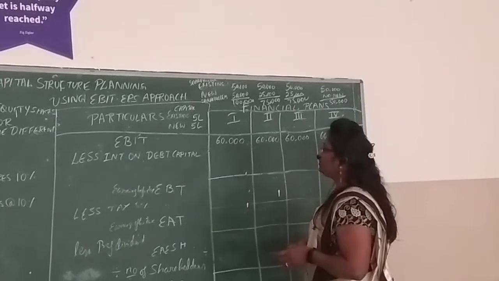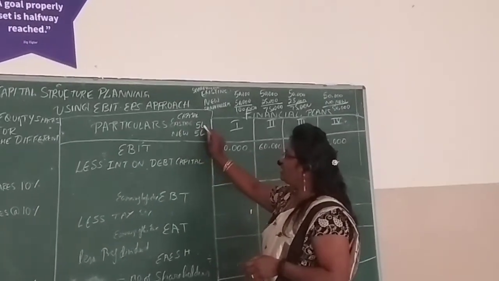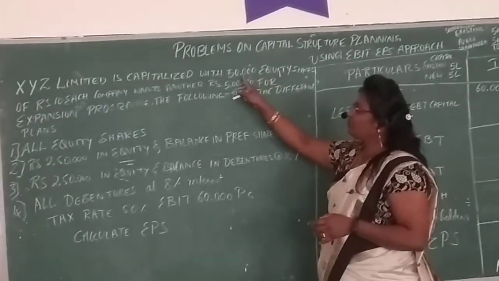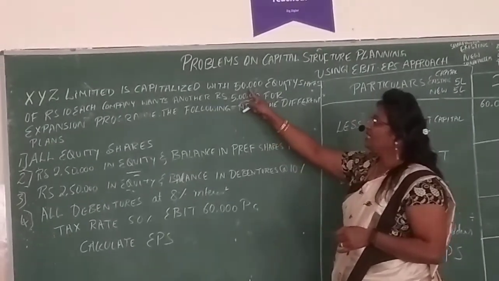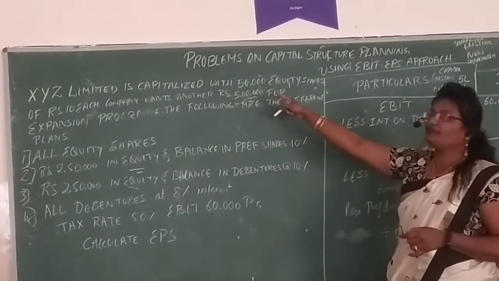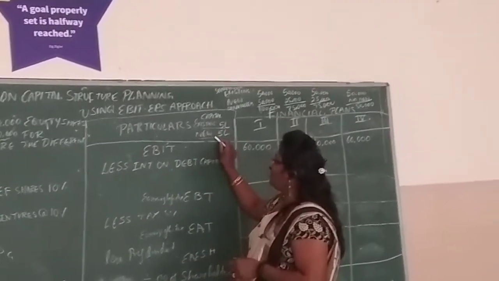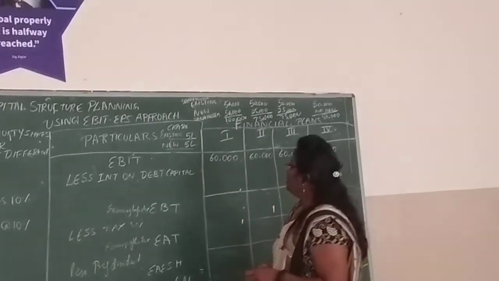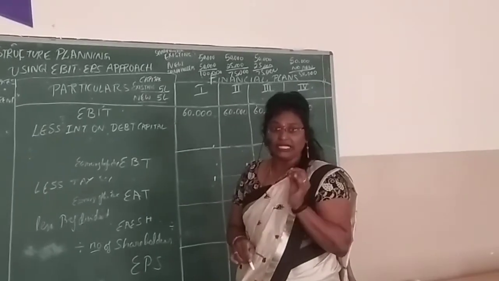This is the format we will follow to calculate EPS. Okay. So here in the particulars we have written existing 5 lakhs and new 5 lakhs, because the existing capital of the company, that is 50,000 equity shares multiplied by 10 rupees, is 5 lakhs. So the existing capital of the company is 5 lakhs, that is mentioned here, and the new capital required for the company is 5 lakhs. So here we are solving the problem to find out EPS.